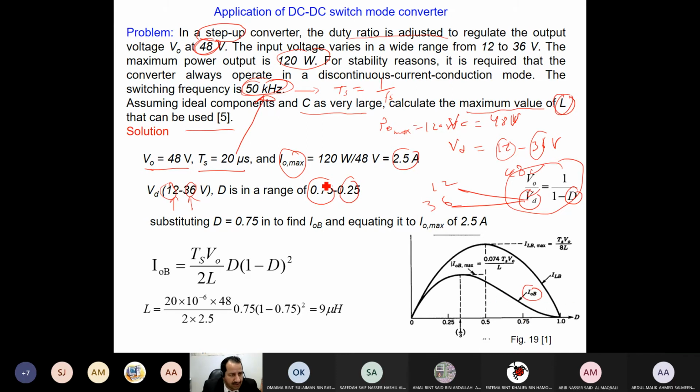Okay, so let me have a look at the output current here in this curve. I have D, how much D? 0.75, this one, and D 0.25, this one. This one, the current is this value, and this one the current is this value. It seems that at 0.75 the current is lower than at 0.25, which is what we are looking for, because we need to look at the highest or maximum value of the inductance. So we will select D to be 0.75. Now I will substitute here.